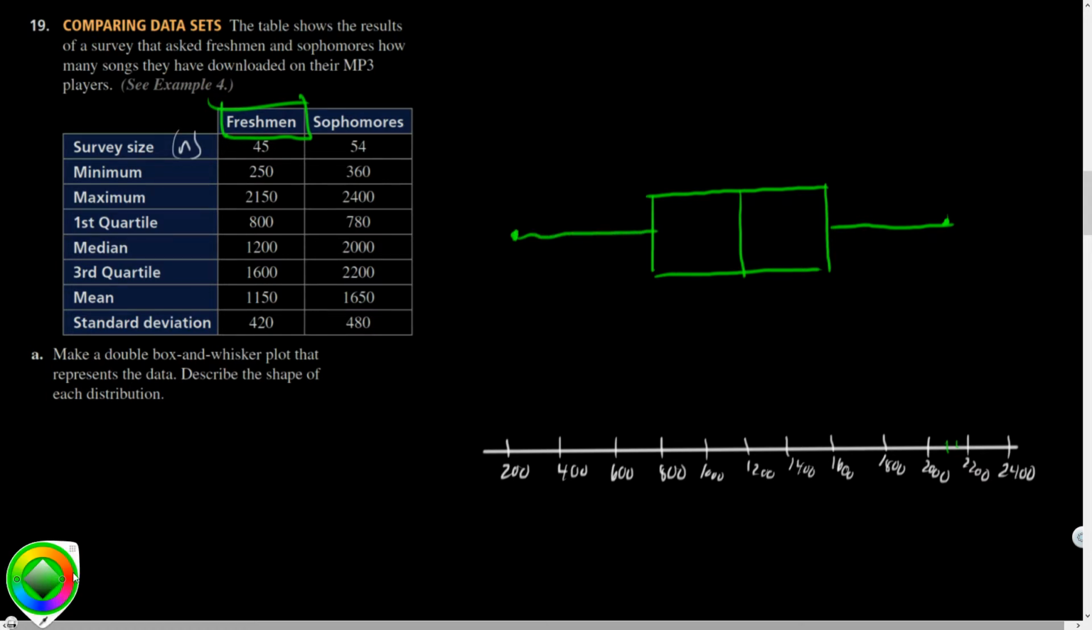All right, let's talk about the sophomores. All right, their minimum was at 360. So that should be about here. I'm guessing. Let's see, quartile 1 was 780. So that's going to be about there. This was at 800, 780 is going to be a little bit less. 2000 was their median. Oh my goodness. 2200 was their quartile 3, and their maximum was 2400. Did I grab the right one? 780, yeah.